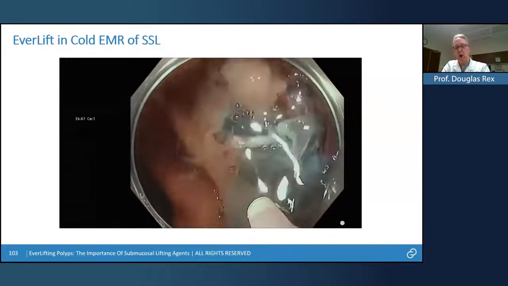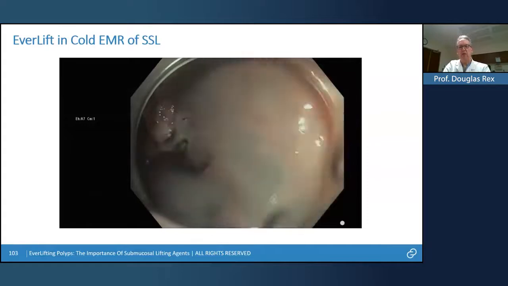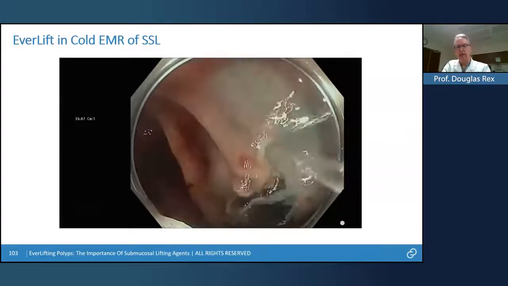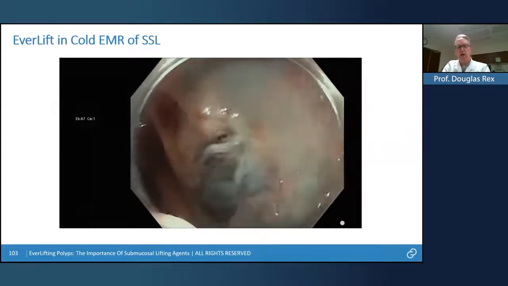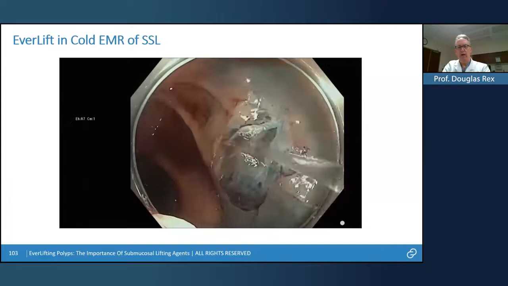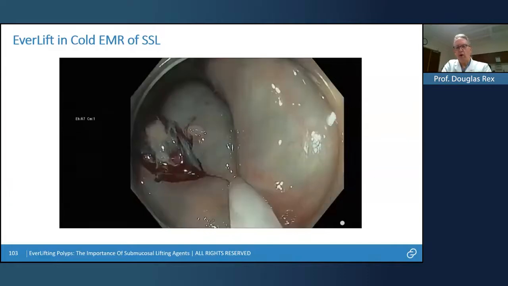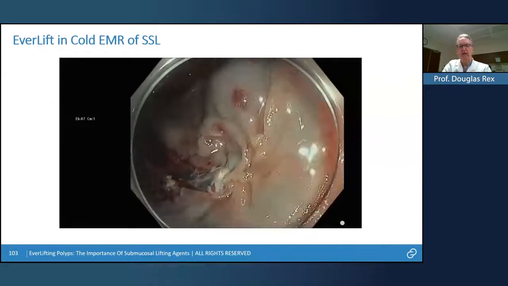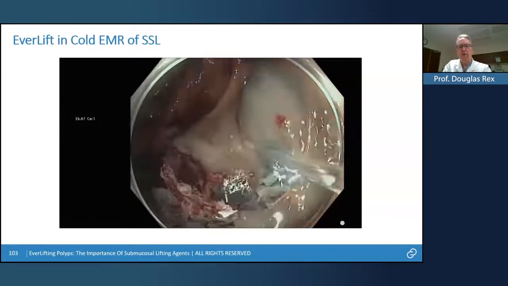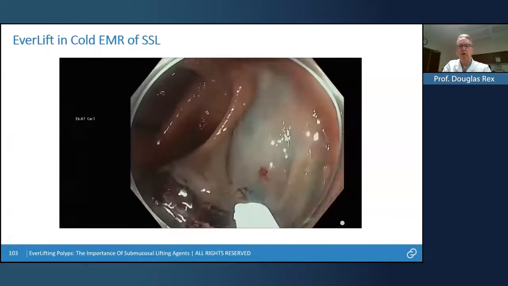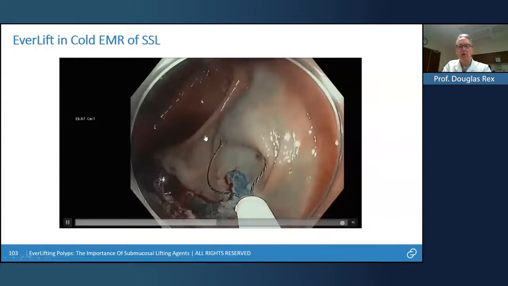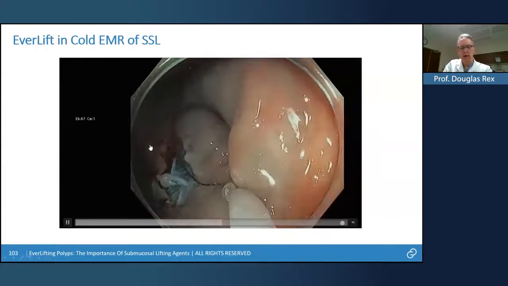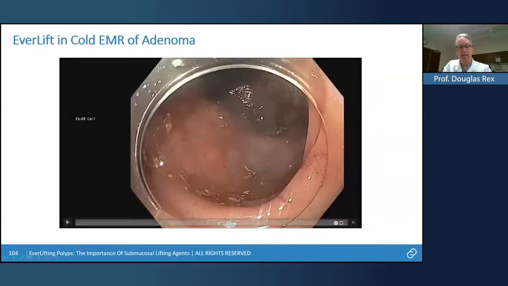So this is EverLift being used to perform a cold EMR, doing this without epi, so there's a little bit more bleeding going on here than if we were using epinephrine. We can use the water jet very liberally as we're doing this, and get very nice delineation of the margins of the lesion. You can see the borders out here of the lesion. And so that's a great process, I think.